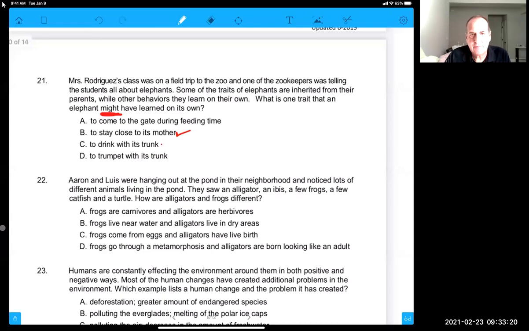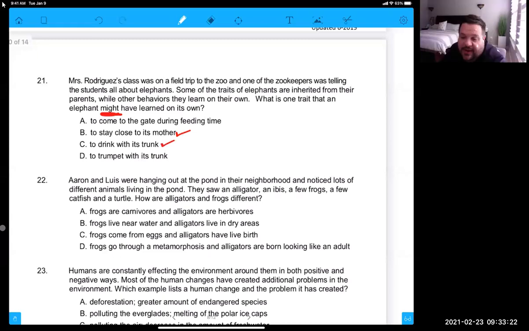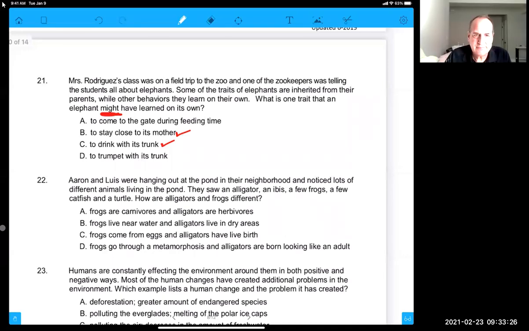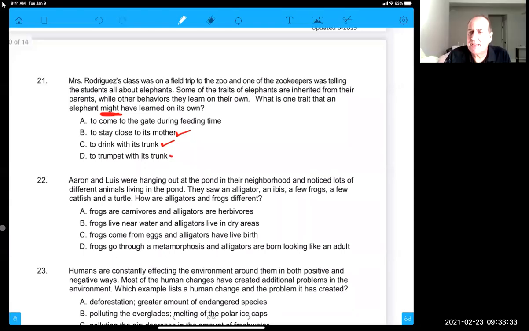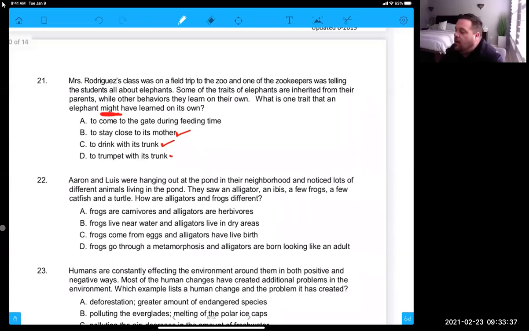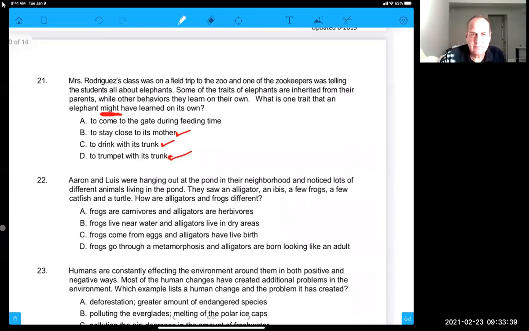Doesn't everybody stay next to their mother? Natural. Drink with its trunk. You guys just took the bottle right in your mouth, right? You didn't have to learn it or anything. No. And to trumpet with its trunk. Trumpet with its trunk. What does that even mean? That's when they're communicating with each other, probably. Oh, probably talking. Yes, I got you. That's communication. Don't let that trick you.